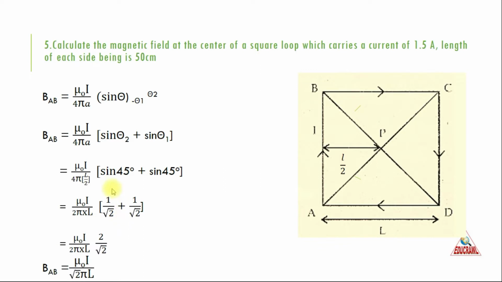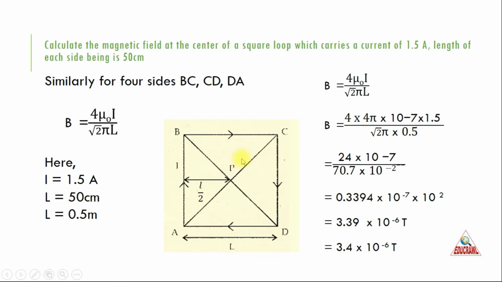1 by root 2 plus 1 by root 2 is nothing but 2 by root 2. Cancelling the 2 in the denominator and the 2 in the numerator, we get the value as mu naught I by root 2 pi L. This is the magnetic field produced by the wire AB. Now we have to calculate the total magnetic field produced. As I said, it will be 4 times the magnetic field produced by the wire AB. So it will be 4 mu naught I by root 2 pi L.